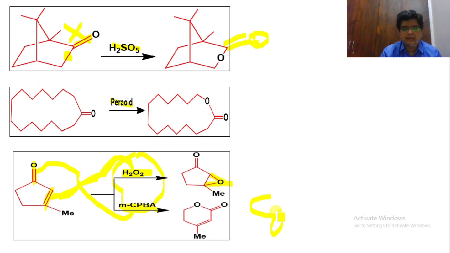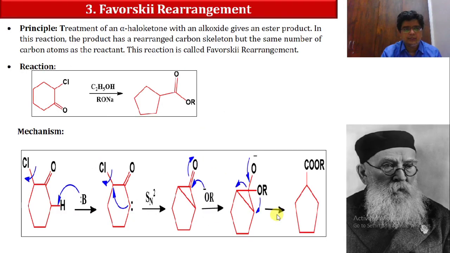Okay, I hope you like this Baeyer-Villiger oxidation. Baeyer-Villiger oxidation is the most important name reaction from the exam point of view. Now let us understand one more reaction, that is the Favorsky rearrangement. This Favorsky rearrangement was discovered by this gentleman, Favorsky.